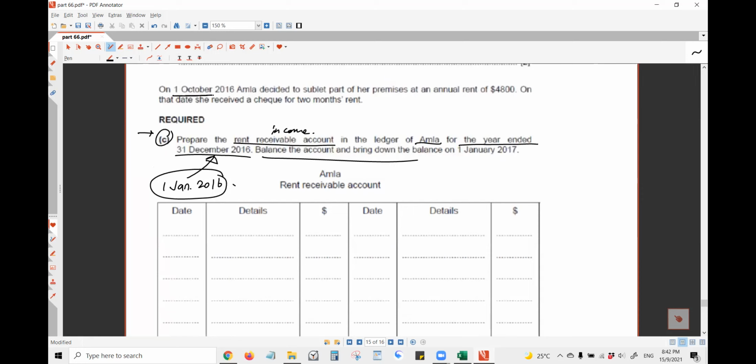On 1st October 2016, what day is this? Is this the beginning of the year? Is this the year end? No. It is a meaningless date.